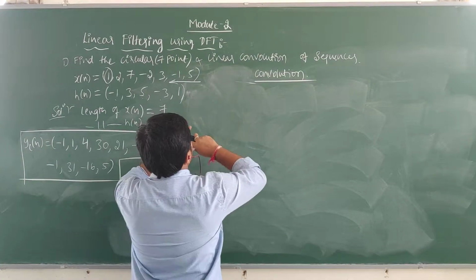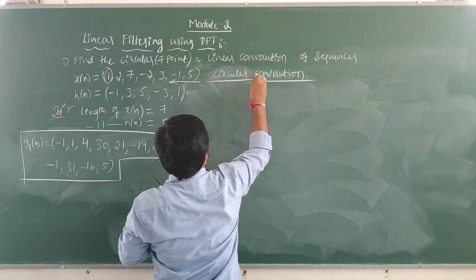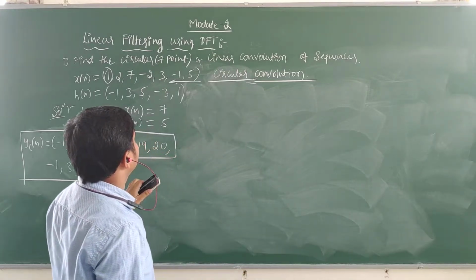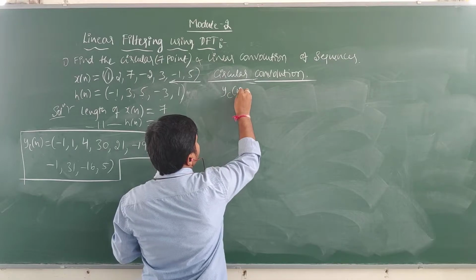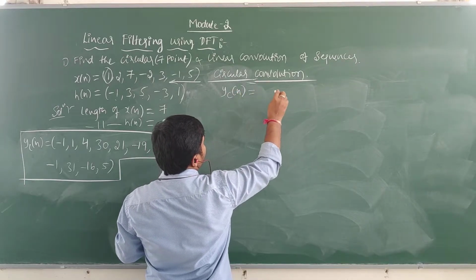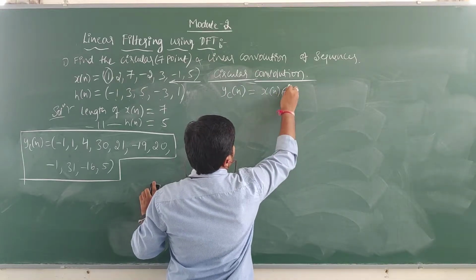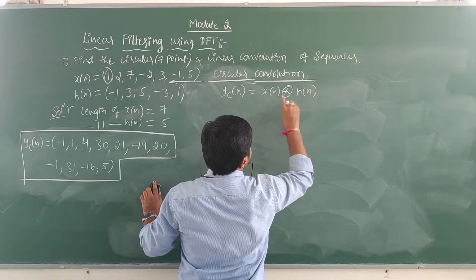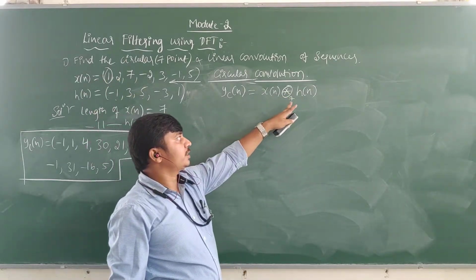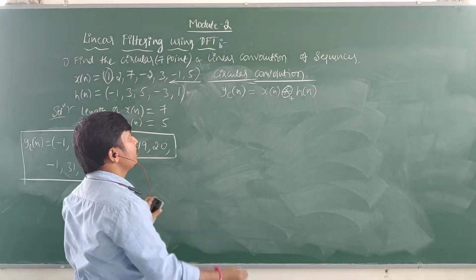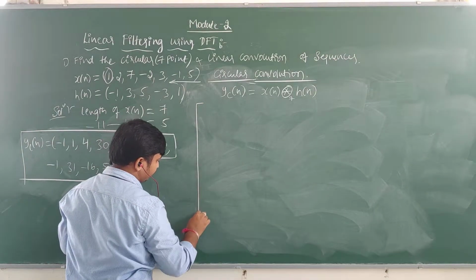So next is circular convolution. In circular convolution, I will write it as YC of n is equal to x of n circular convolved with h of n. Since x of n is of length 7, that's why it is a 7 point circular convolution. I will use the matrix method to perform this circular convolution.